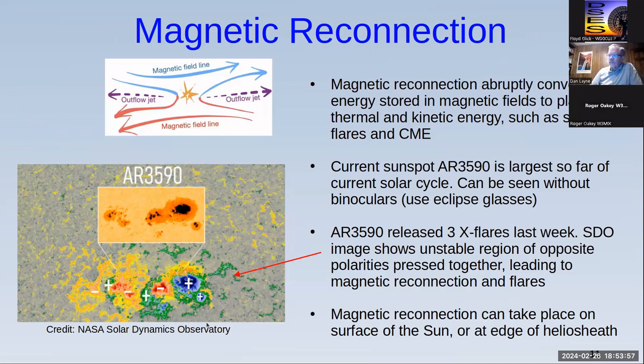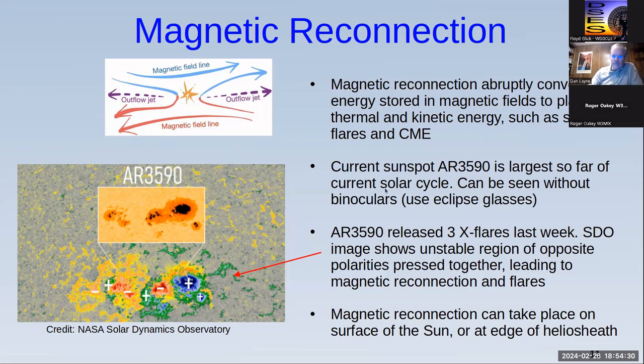reconnection. Magnetic reconnection is a physical process that very abruptly converts the energy stored in magnetic fields to plasma and thermal kinetic energy. So if the magnetic field is in a plasma, then it'll send off a huge spark of energy. And magnetic reconnection is actually what generates the solar flares and coronal mass ejections that we see on the sun's surface. This is just a cartoon illustrating it.